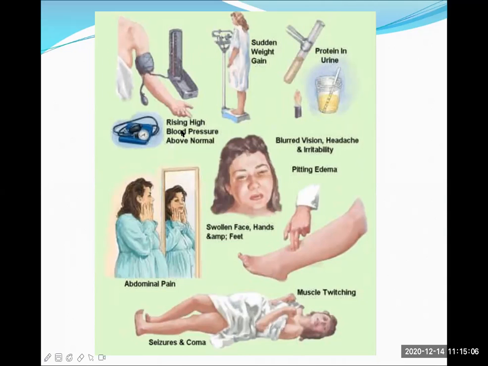Now, this one is a rising high blood pressure above the normal. We already know that. Without high blood pressure, the hypertensive disorder of pregnancy is not talked about at all. There is weight gain because of edema. There is proteinuria. There is blurred vision, headache, and irritability. There is swelling of the leg or swelling of the face. See there? This is a feature of edema. There is abdominal pain. This is because of liver congestion. There is a seizure and coma. This is a feature of eclampsia. So all these things, every student is quite familiar with now.